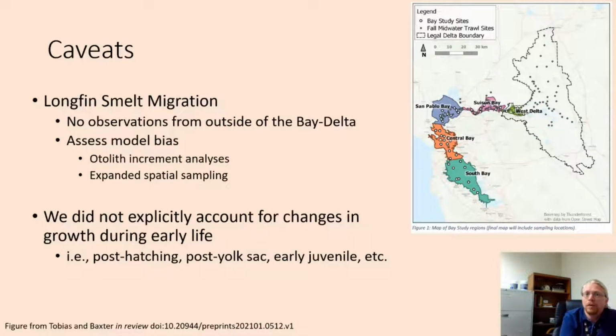So one way we can do this is with otolith increment analysis, and the other would be to expand our spatial sampling so we actually collect fish from outside of the Bay Delta region, so out in the ocean.